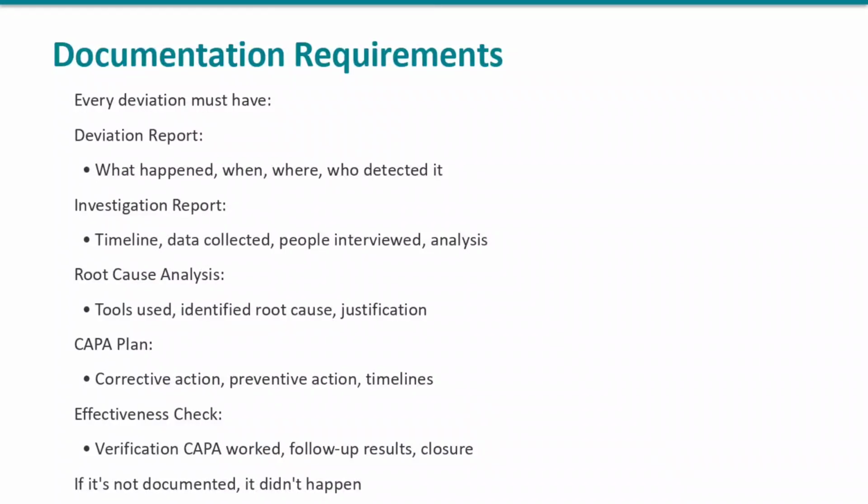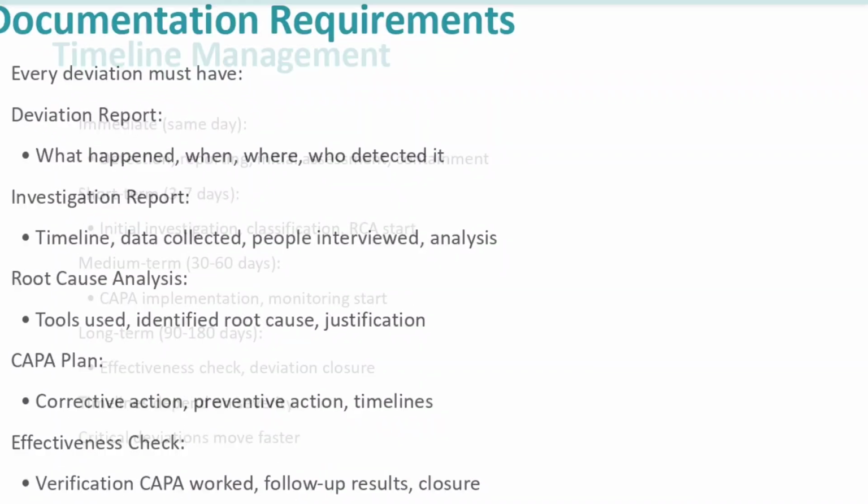The CAPA plan includes corrective action, preventive action, responsible person, and target completion date. The effectiveness check includes verification that CAPA worked, follow-up monitoring results, and closure approval. If it's not documented, it didn't happen.